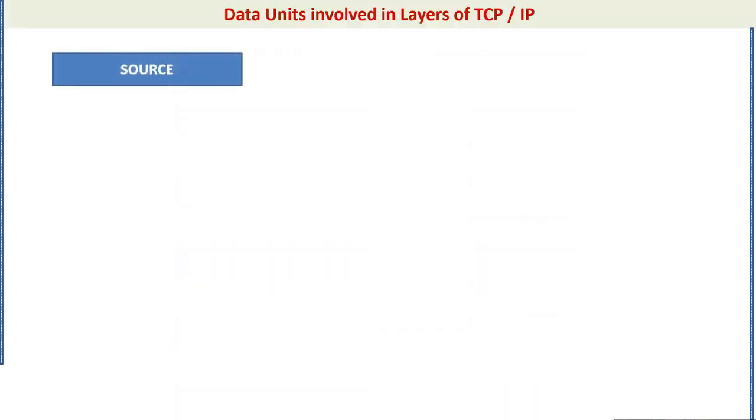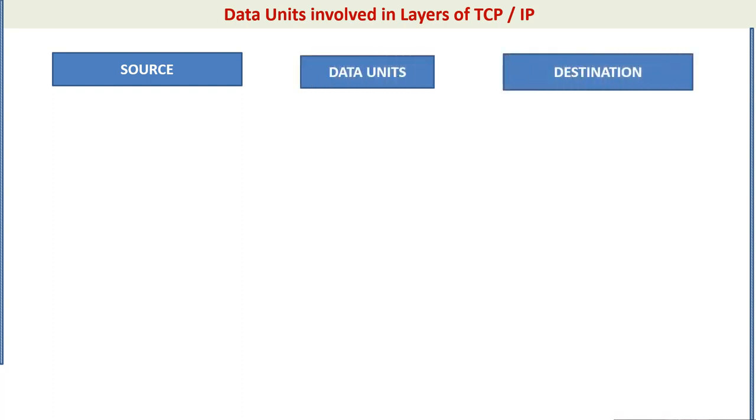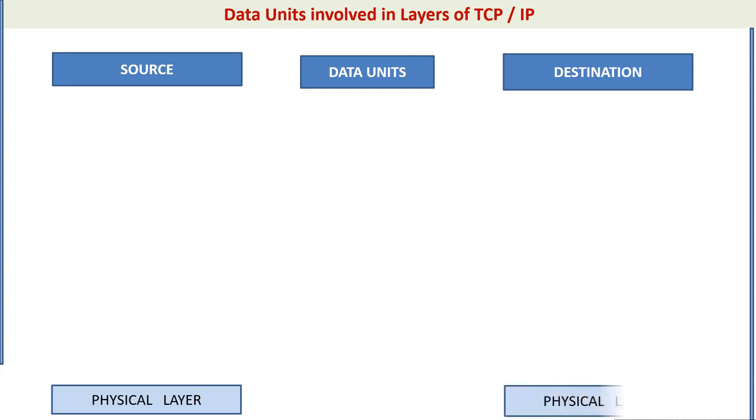For the communication, each and every layer shares its information in different forms of data units. Each layer of the source communicates with the other layers of the destination with different data units. If you consider the physical layer of the source, it shares the information with the physical layer of the destination in the form of bits.